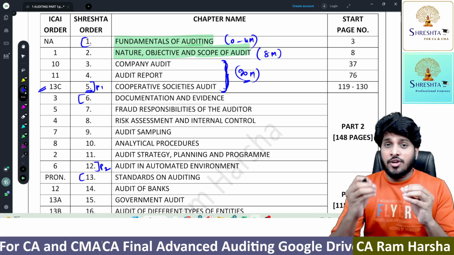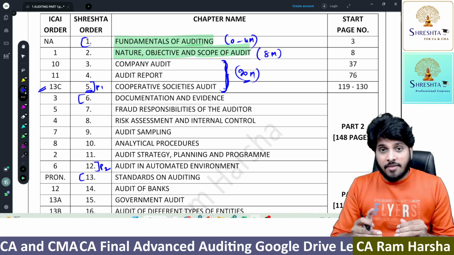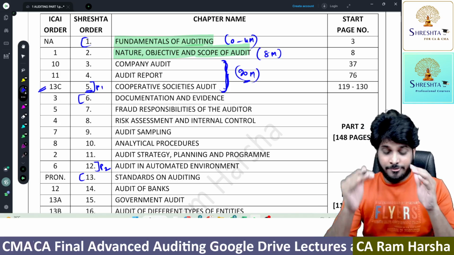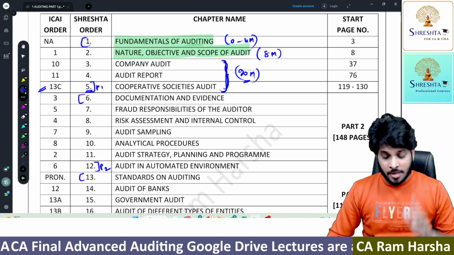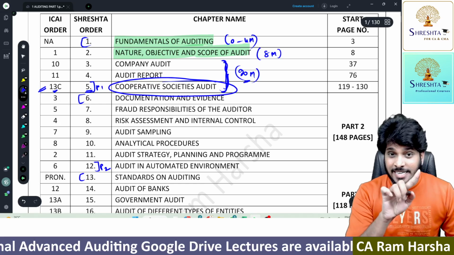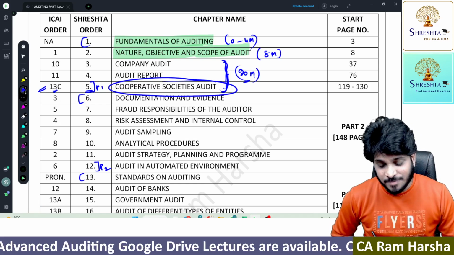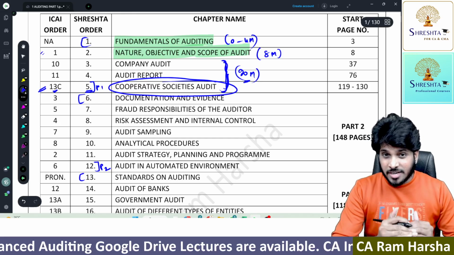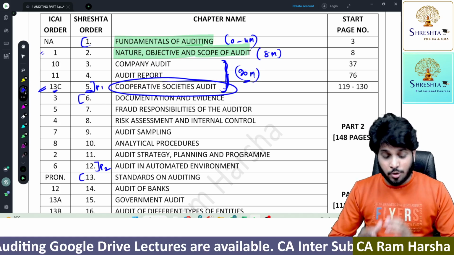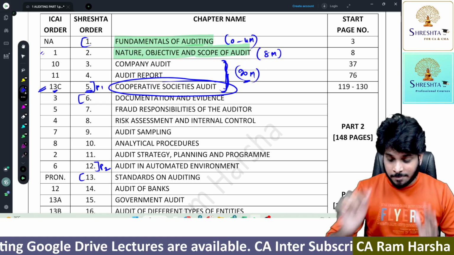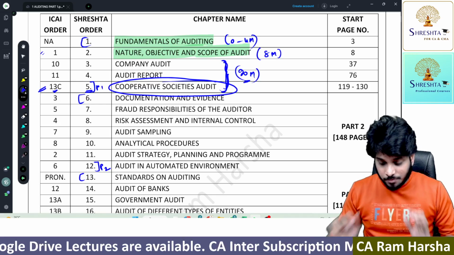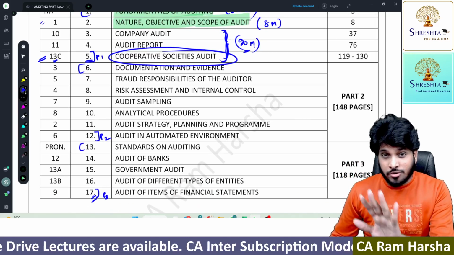Suppose you are a student who has not followed our material, and you are following some other material or institute material, first finish reading these chapters. You will find cooperative societies in the ICAI book as 13th chapter part C. I have given the reference in ICAI as well, so you know which chapter in the ICAI material I'm talking about. By the way, I'm explaining the strategy as per my material. Okay, next. Part 2, don't touch right now.